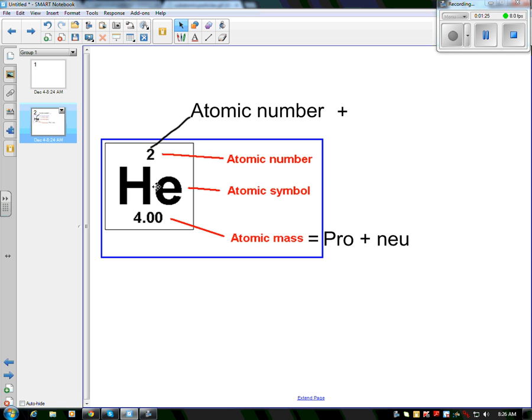This is the symbol. It's helium. That you don't need to know. This one is the atomic mass. To get the atomic mass, you take everything that's in the nucleus. What is stored in the nucleus? Protons and neutrons. So right here, this is your nucleus of the element, protons and neutrons. On the outside of it would be electrons.